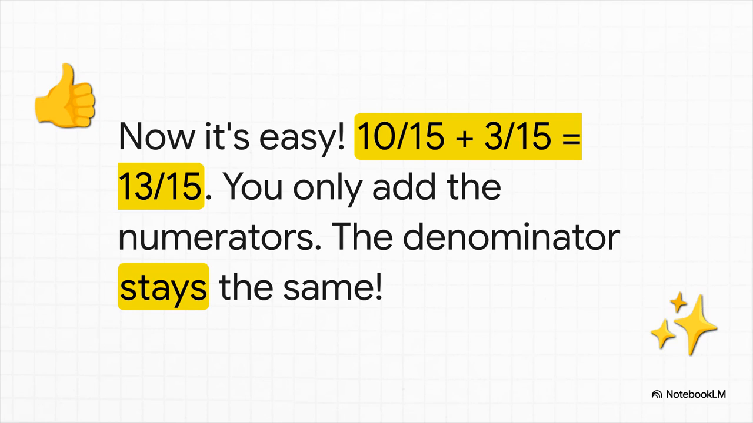And now that the denominators are the same, the hard part is totally over. It's easy. You just add the top numbers together. 10 plus 3 gives you 13. And, this is super important, the denominator stays the same. It stays as 15. So our answer is 13 15ths. And this works exactly the same way for subtracting. You just subtract the top numbers instead.